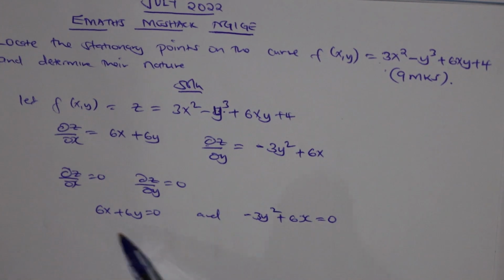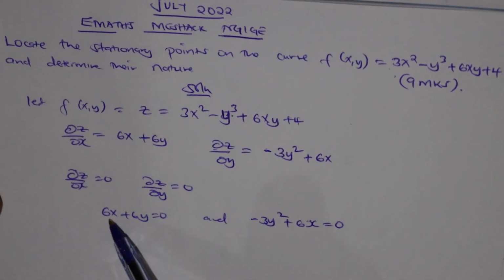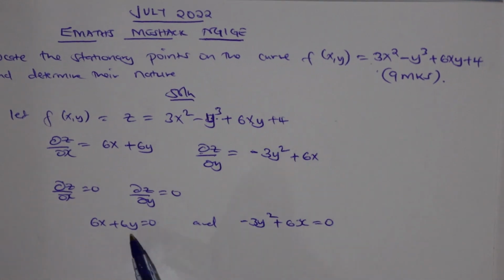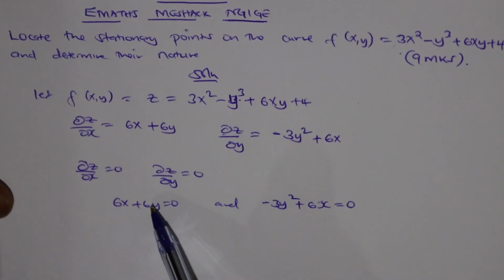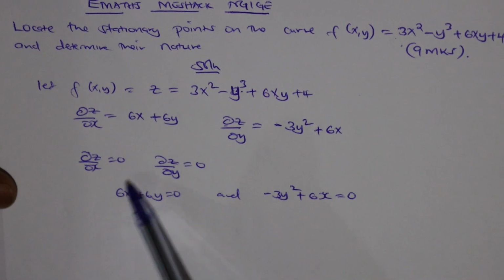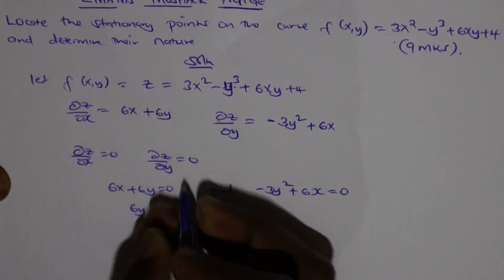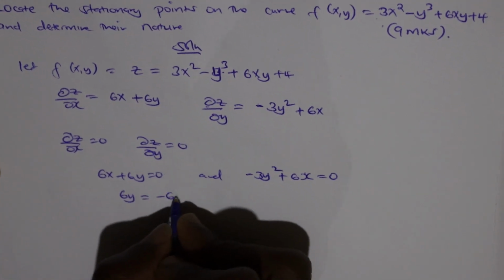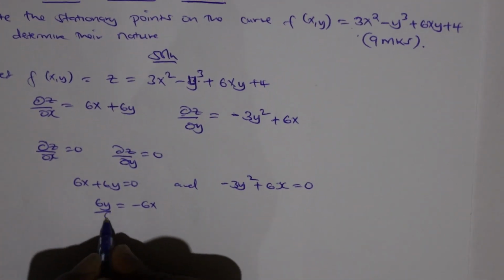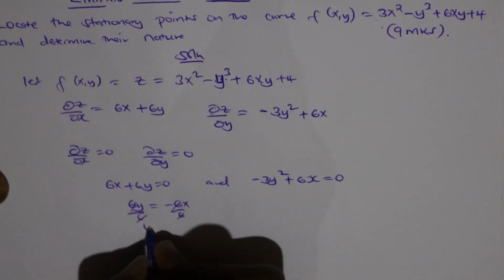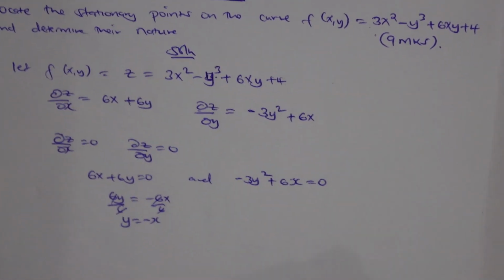So here we shall let one of the variables be the subject of the formula. We shall use y, so that you can replace this square part here. That will be easier. So let's make y the subject of the formula. We take x to the other side. In equation 1, we have negative 6x, then we divide by 6, so that goes, and we have y equals negative x.